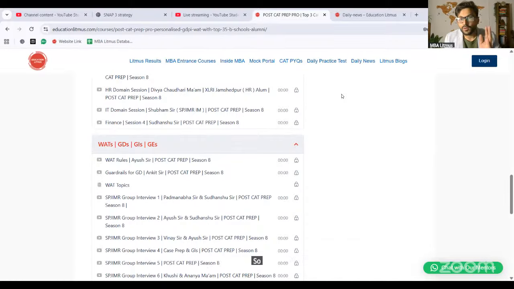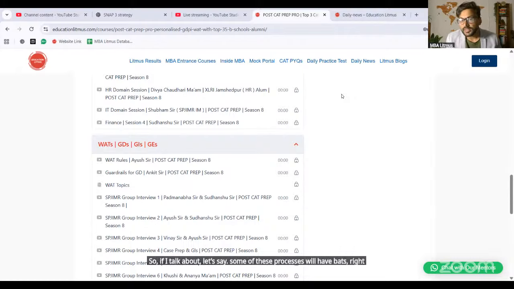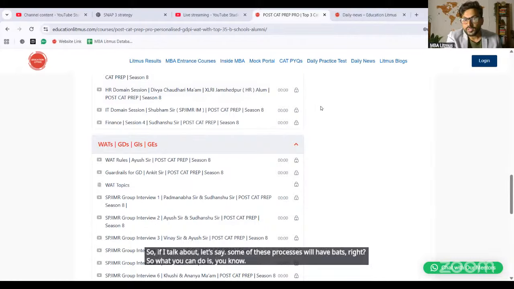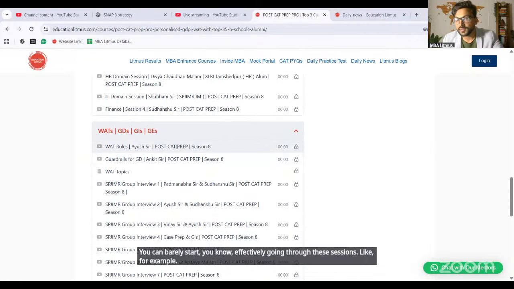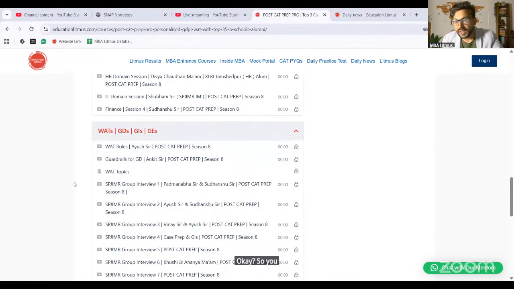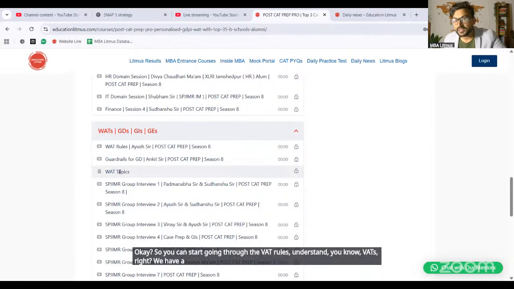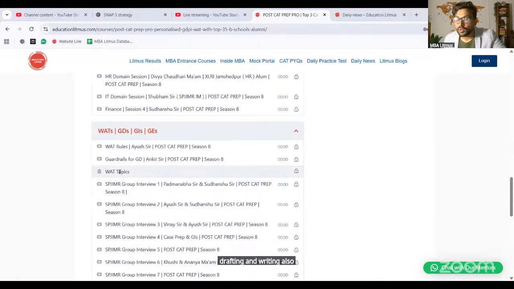So if I talk about, let's say, some of these processes will have WATs, right? While we are going to start and focus more towards building up our answers, you can parallelly start going through these sessions, like, for example, the WAT rules. You can start going through the WAT rules and understand WATs. We have a few WAT topics shared here, which you can start drafting and writing also, and we'll share a lot of updated topics also. So you can start drafting.